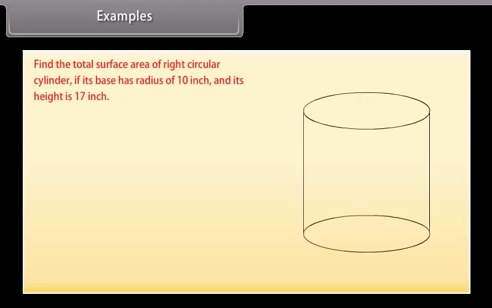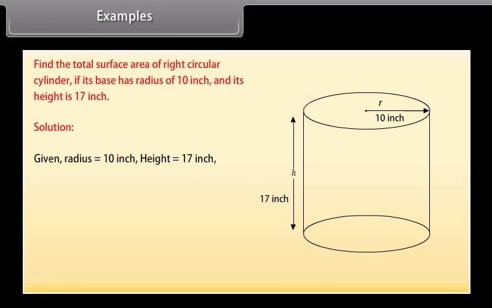Example: find the total surface area of a right circular cylinder if its base has a radius of 10 inches and its height is 17 inches. Solution: the radius is equal to 10 inches and the height is equal to 17 inches, which is given. As we know, the value of pi is 3.14. Now we have to find the total surface area.